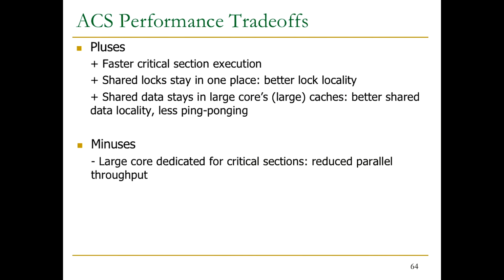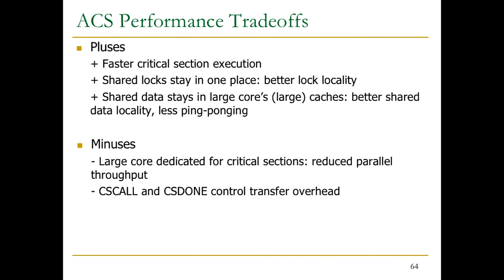Now, the minus is the large core is dedicated for the critical sections. As a result, parallel throughput is reduced. When you have a lot of parallelism, you cannot use the large core. And you have this transfer overhead, critical section call, critical section done, right? That adds overhead that didn't exist before. Actually, the ping-ponging overhead gets transformed to this overhead, right? Here you are communicating data. Here you're communicating code or computation.